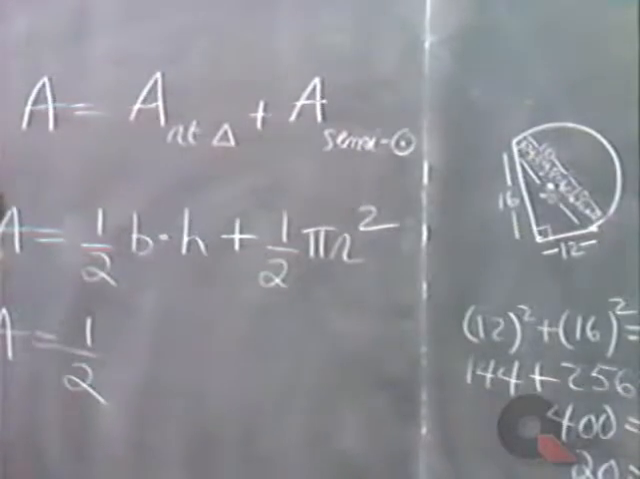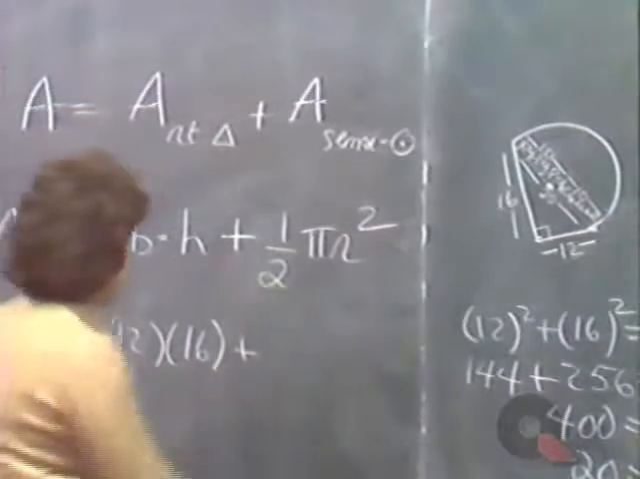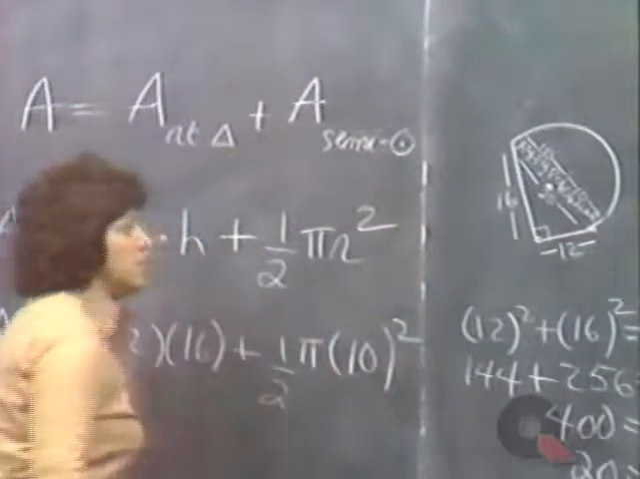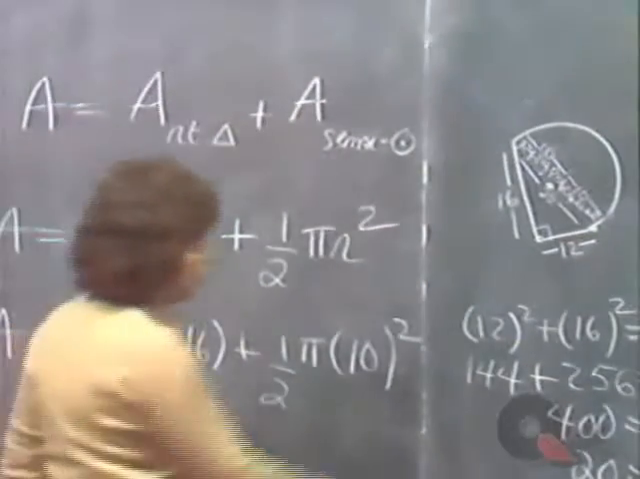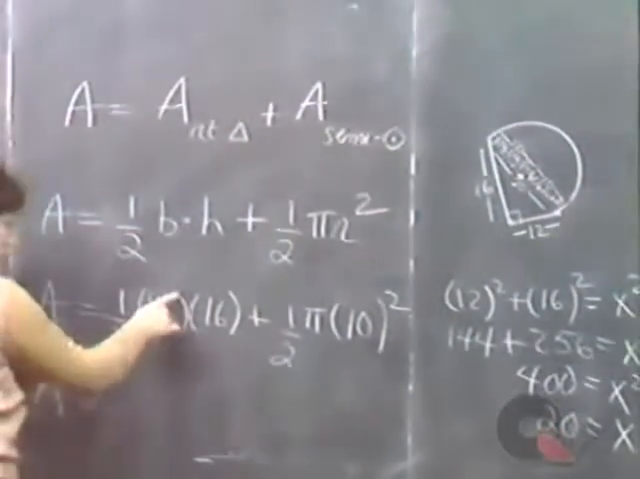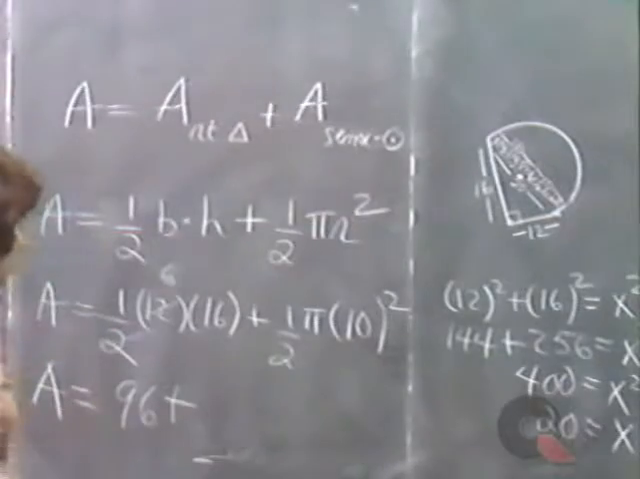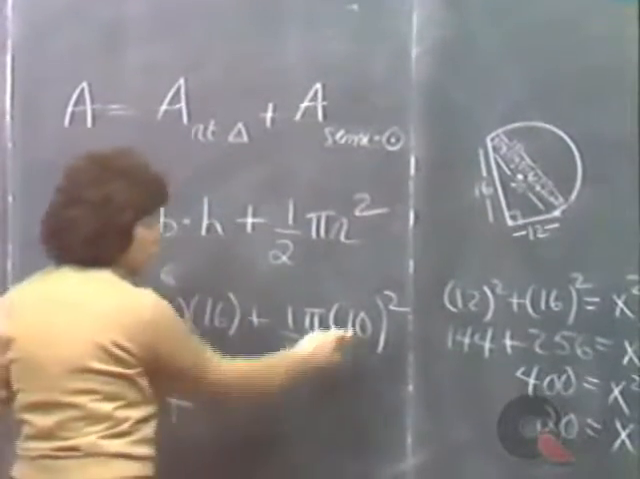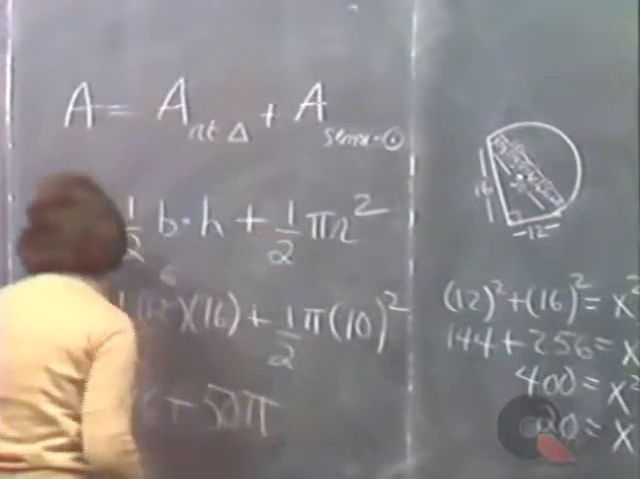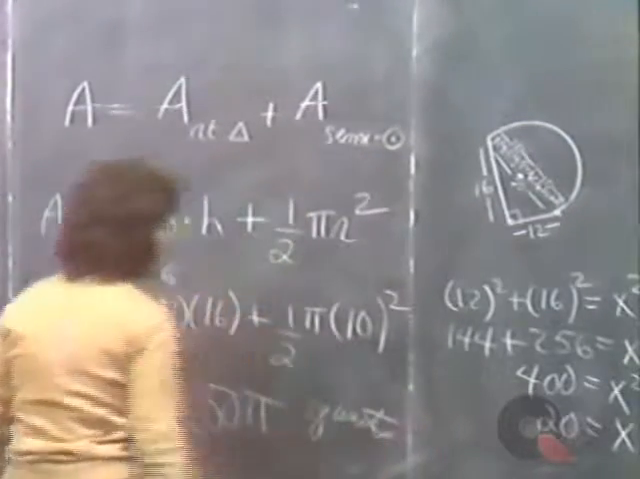1/2 base times height. The base is 12. The height is 16. Plus 1/2 pi r squared, r being 10. The diameter was the same as the hypotenuse, 20. 10 was the radius. And we get here 2 into 12 goes 6 times 16, that's 96. And then 10 squared, that's 100. Divided by 2, that's 50. 96 plus 50 pi, square units because it's an area problem. That's the area of that figure.